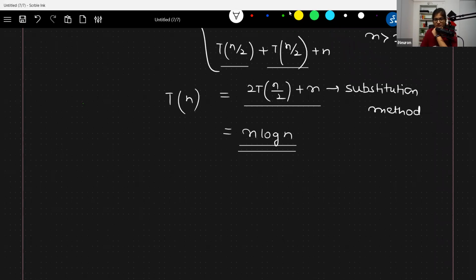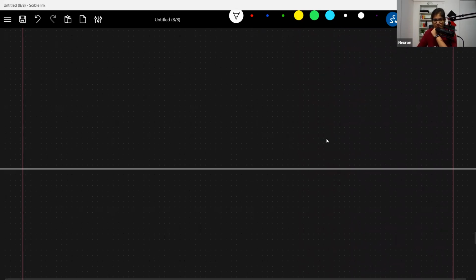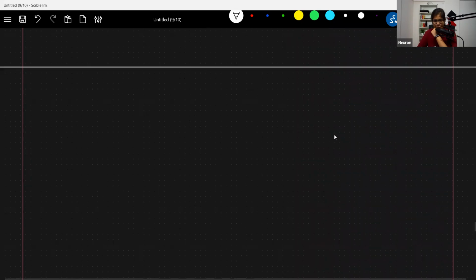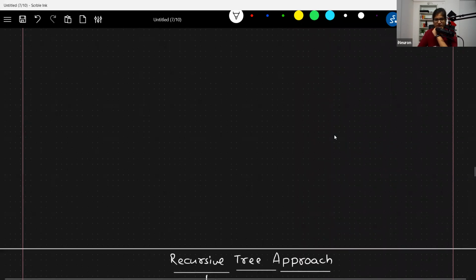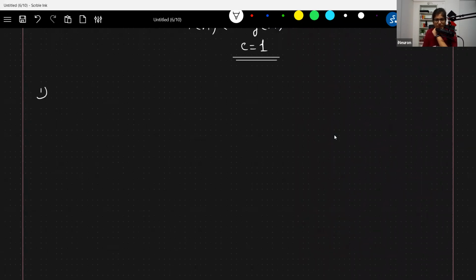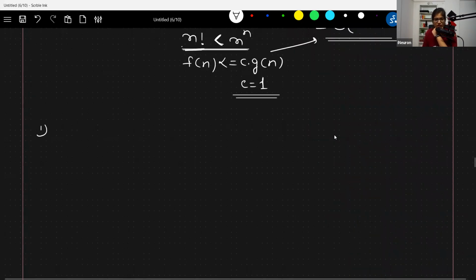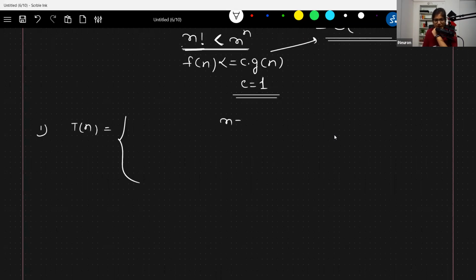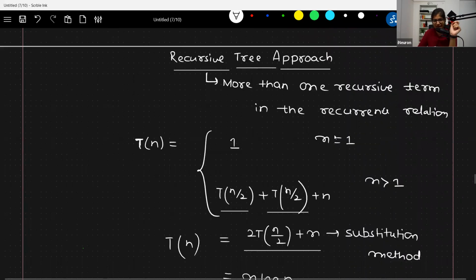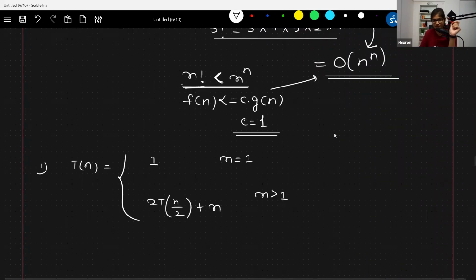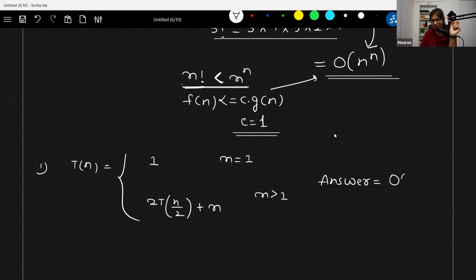So let me write it here itself. This is assignment problem 1 of the substitution method, where you need to solve for the value of T of n, which equals 1 when n equals 1, and when n is greater than 1, it equals 2T of n by 2 plus n. And I'm giving you the answer as well: it should be big O of n log n.